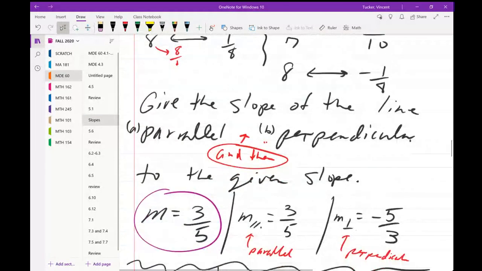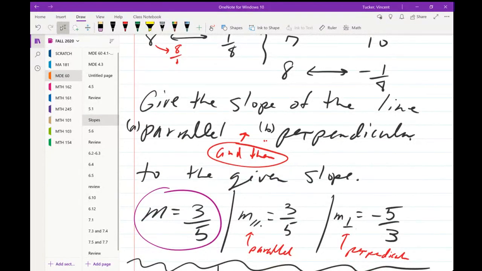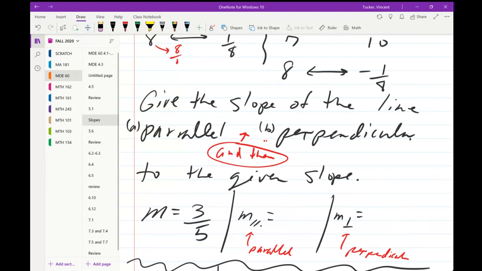So here, I just want to re-emphasize the relationship of your slopes to parallel and perpendicular lines. So give the slope of the line that's parallel, and then give the slope of the line that's perpendicular to the given slope. So just making sure we're clear.